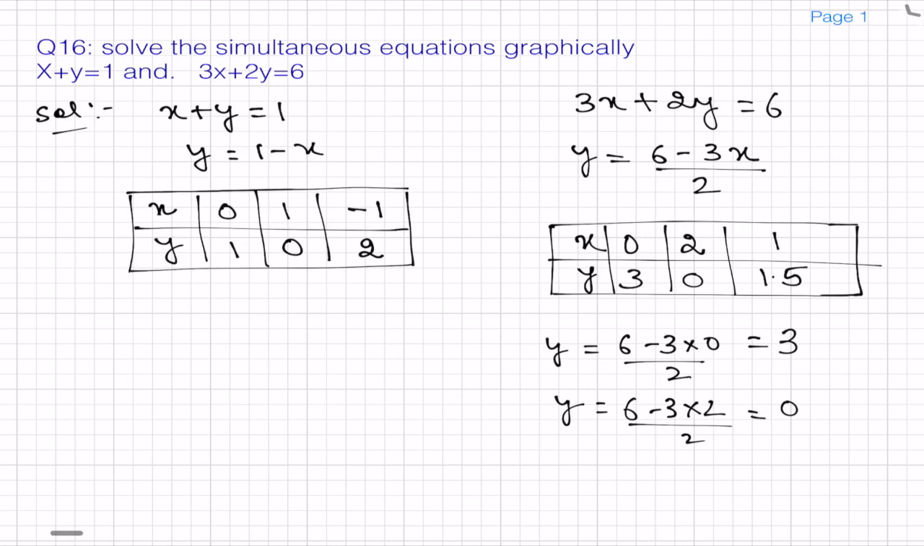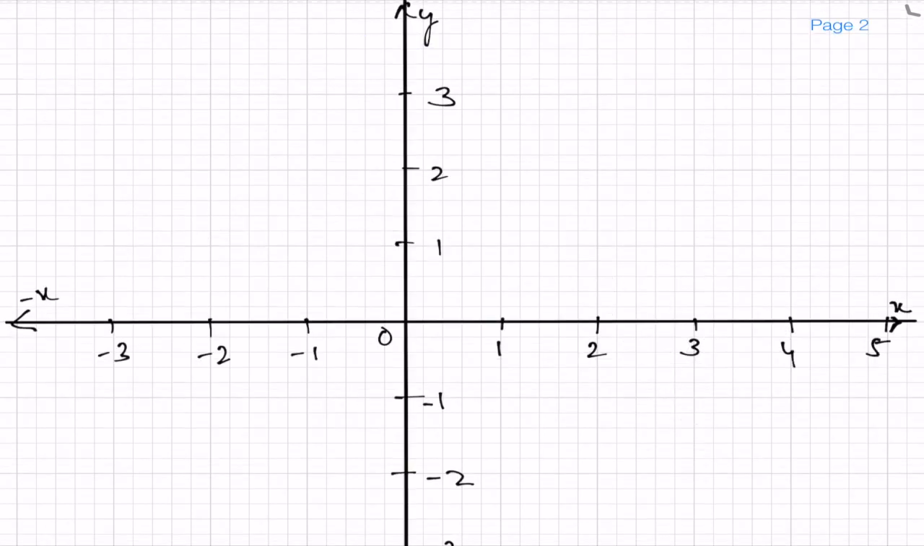Now we will plot both the equations on a graph paper, and remember children, you have to draw the graph on a single graph paper. It's not that you have to draw both the equations on different graph papers. So see the graph now.